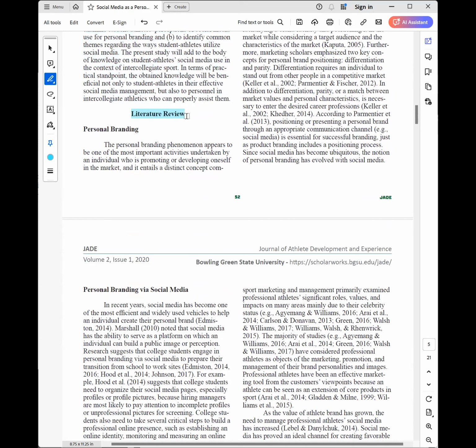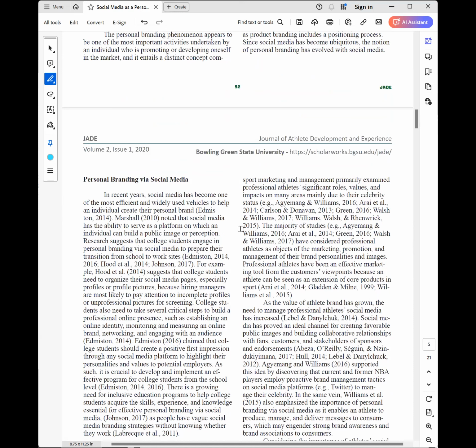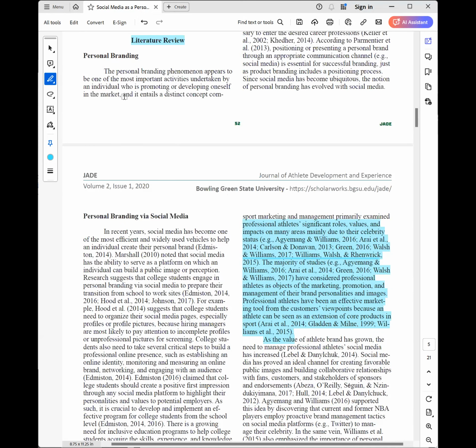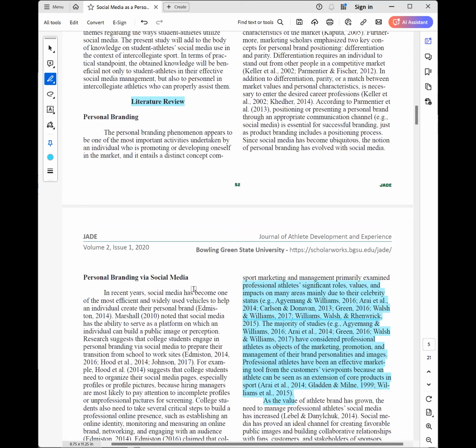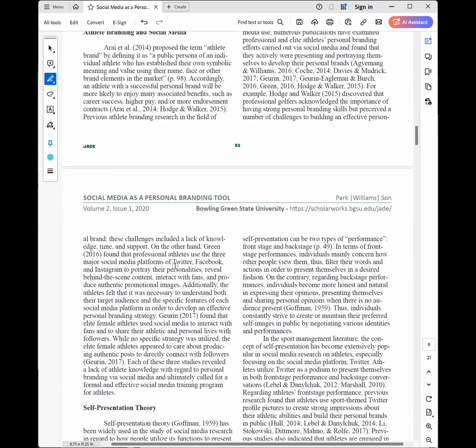And a literature review, like I was saying at the beginning with the abstract, they read every bit of literature that existed on personal branding and social media. They read every single article. And this literature review here is a quick summary of all of that. And you see a lot of citations in this because that's what they're doing. They're saying this is what all of these studies, all of these sources, have found to be true. This is a review of the literature on personal branding and social media, athlete branding and social media, all the way down the line.